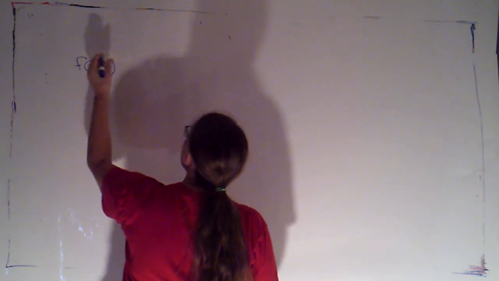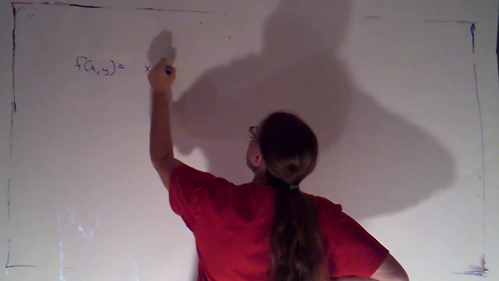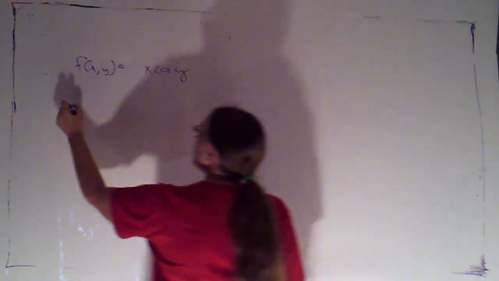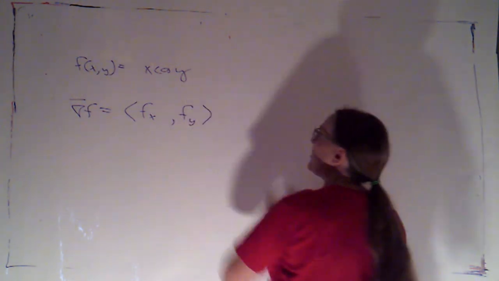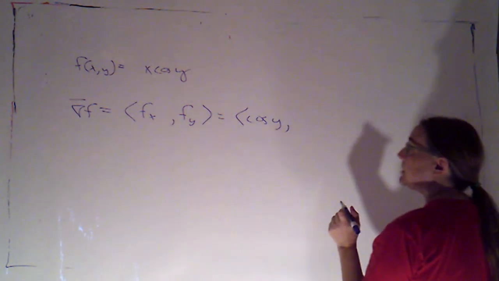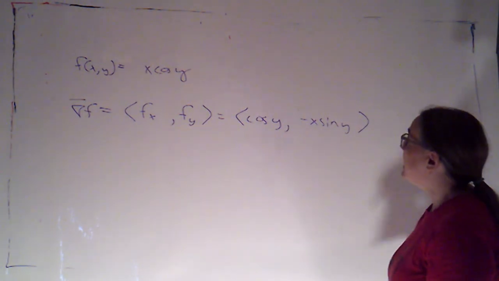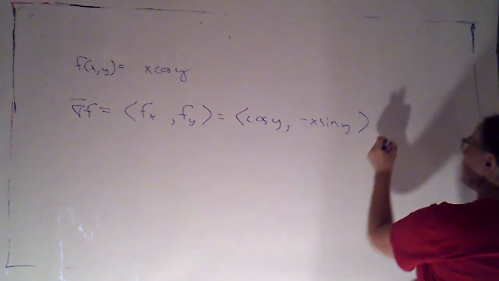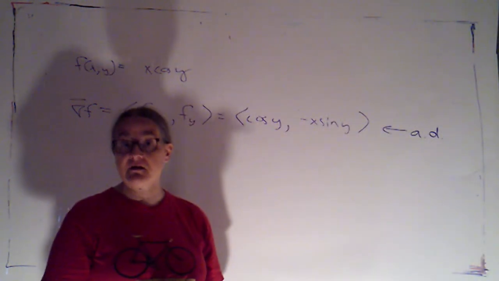But let's just say I have f of x y is equal to x cosine of y. Okay. So let's find our critical points. So the gradient of f is just the partial with respect to x, comma, partial with respect to y. That's going to be cosine y, comma, negative x sine y. Okay. So I'm going to first of all just point out that that is always defined.